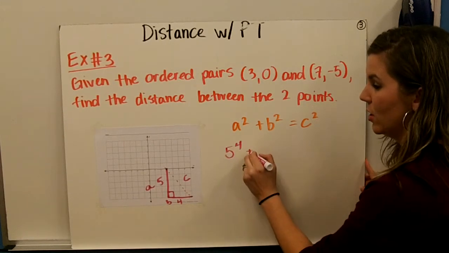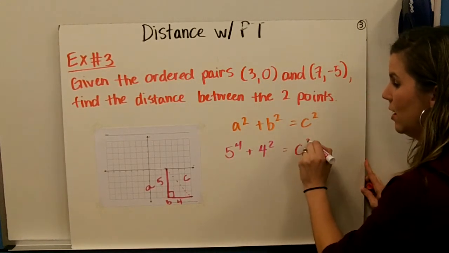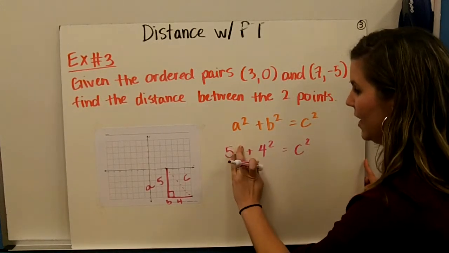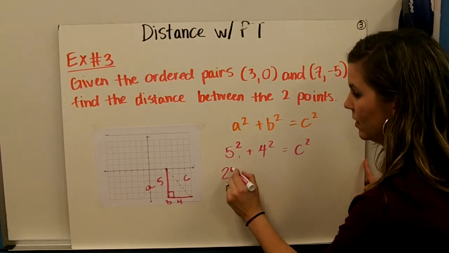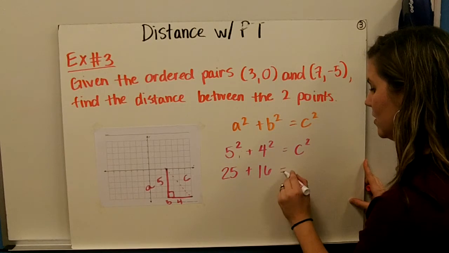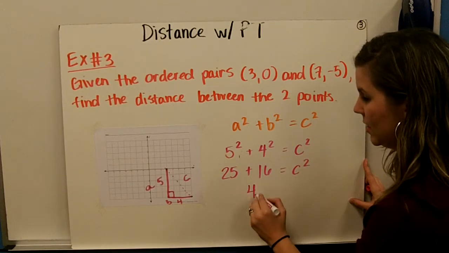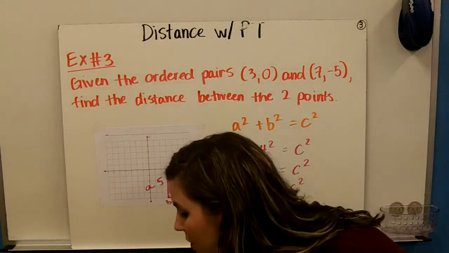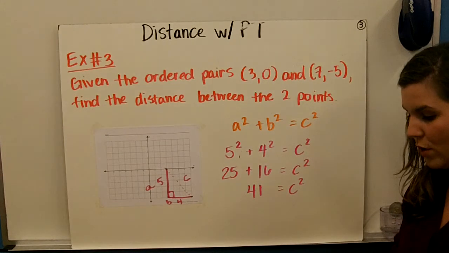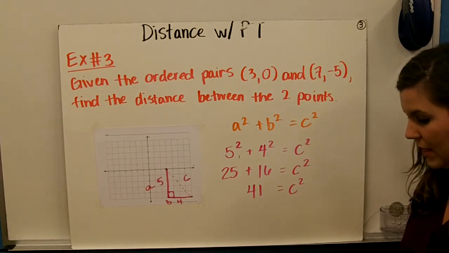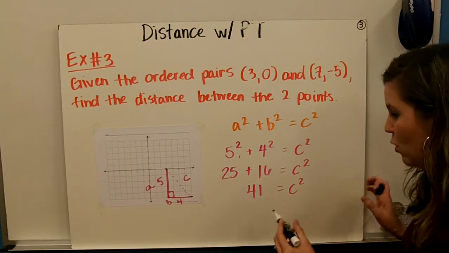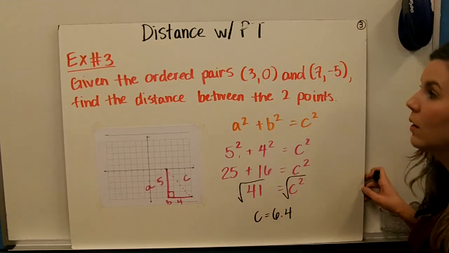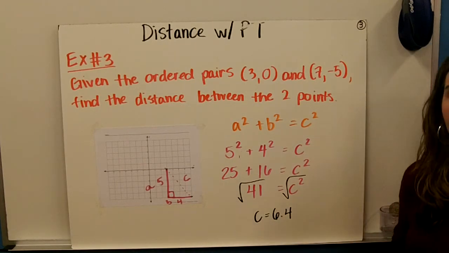So 5 squared plus 4 squared equals our missing side, C squared. 5 squared is 25, and 4 squared is 16. 25 plus 16 is 41. And remember to take the square root of both sides. The square root of 41 is 6.4. And so that's how you find distance using the Pythagorean Theorem.